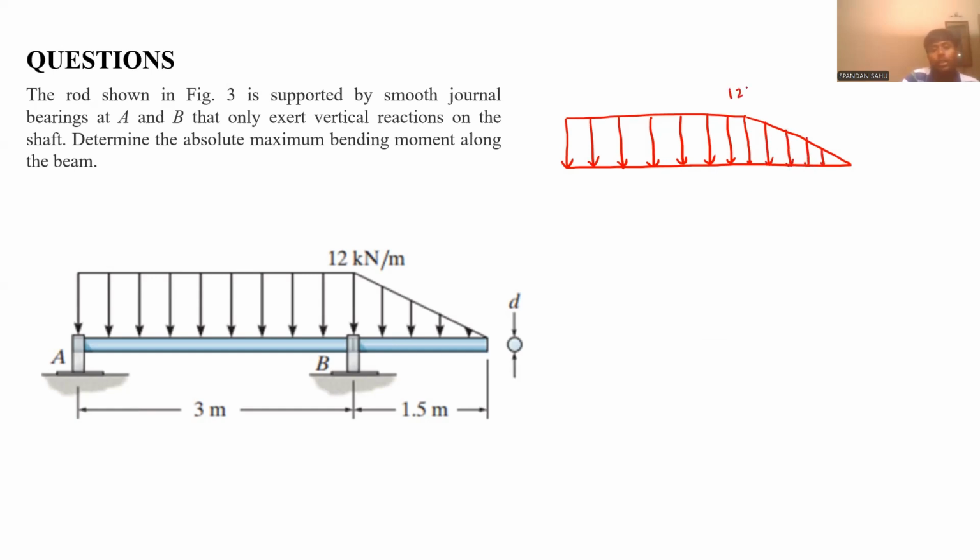So this is 12 kilonewton per meter. So from portion A to B, what type of load is it? It is UDL, 3 meter and 1.5 and two reactions. This one. So we can write summation of moment about point A equal to 0. I am doing it directly now because everyone is now capable of solving this type of questions, I hope.